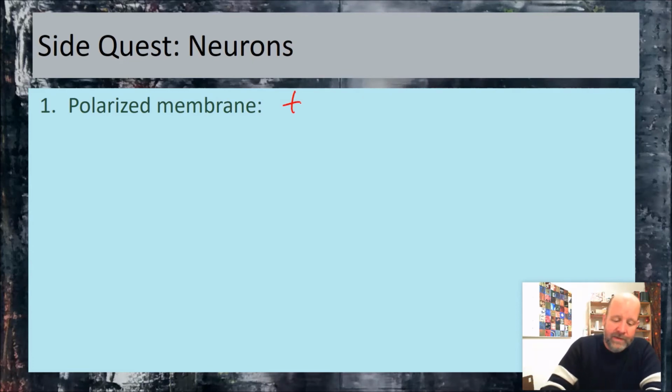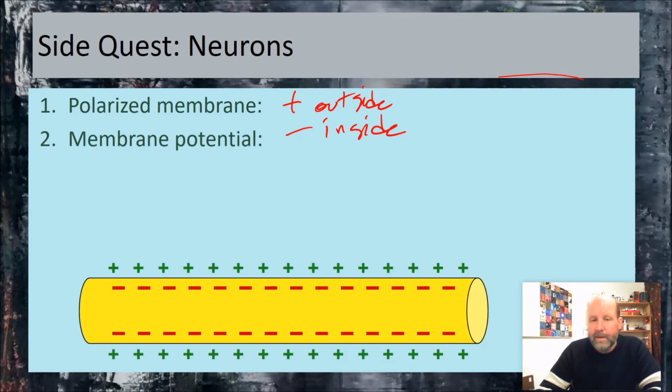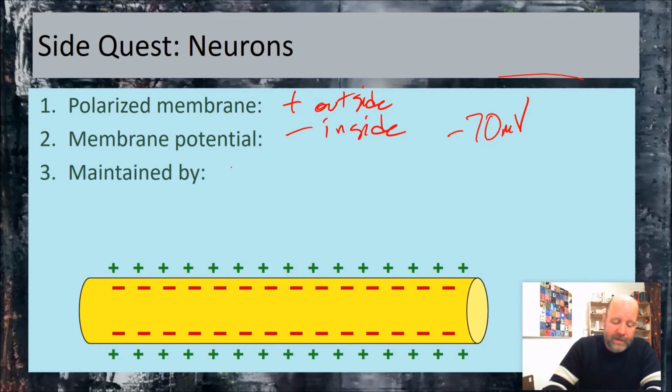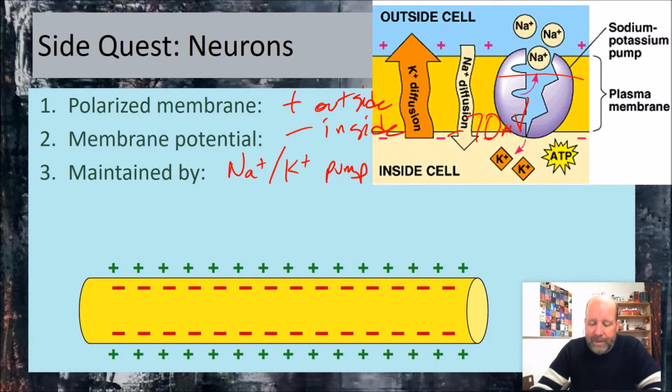It's positive outside, negative inside. The membrane potential, again, is about negative 70 millivolts. That's the difference. That's basically the inside of the cell is about negative 70 millivolts compared to the outside, right? These have to be relative. It's maintained by the sodium-potassium pump, pumping the sodium out and potassium in, and again, letting potassium leak back out again. Not much sodium coming back in.